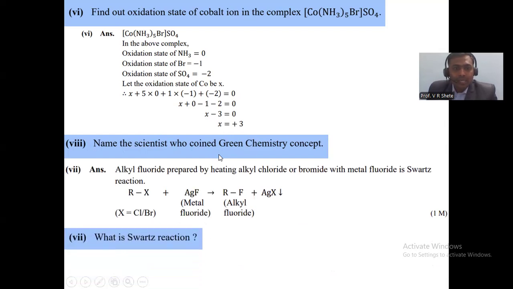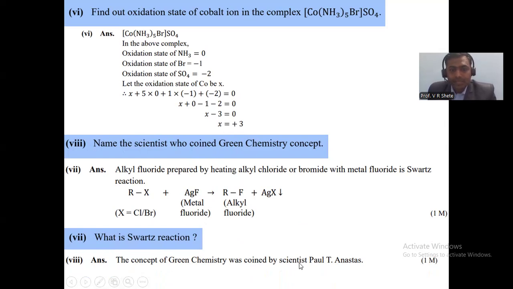Name the scientist who coined the green chemistry concept. The green chemistry concept was coined by scientist Paul Anastas.